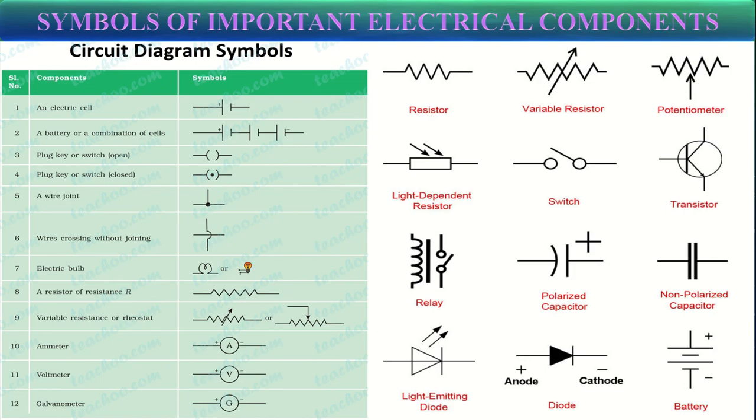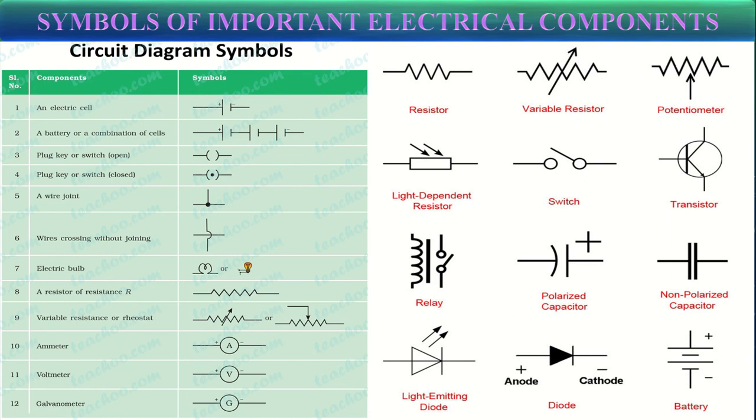Next is important symbols of the circuit diagram. You need to know, while you are drawing a circuit, what the components are and what the symbols for them are. You can't write "electric cell" in a circuit. You have to draw a particular symbol for that. The first one, electric cell. The electric cell is signified by a positive and a negative sign. And next is a battery. Battery means it's a combination of cells. You have to use a number of cells to construct a battery.